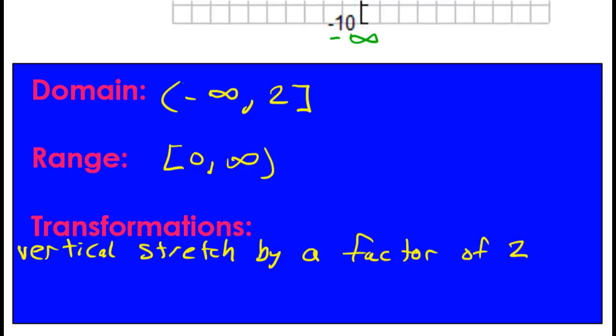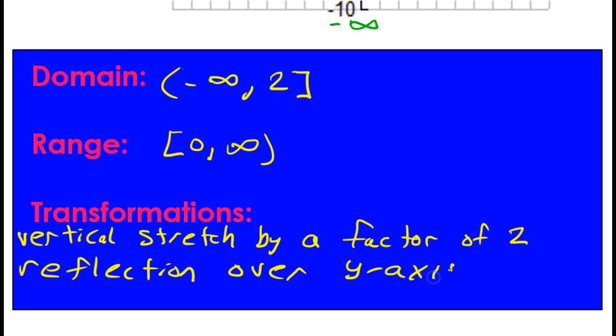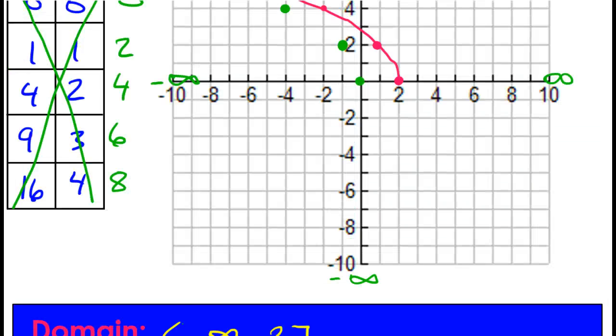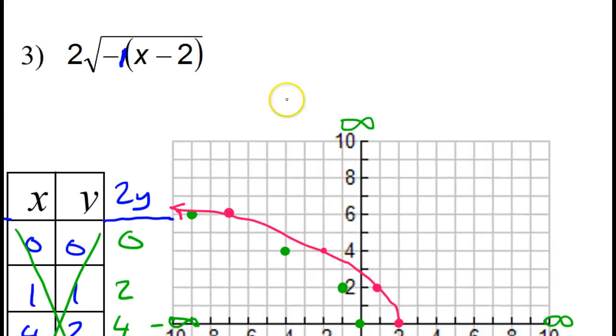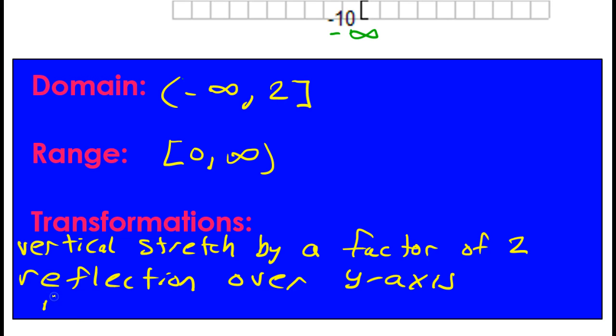So because it's a negative, there will be a reflection over the y-axis. Okay, and then right 2 because of the minus 2. All right, we'll have to stop there.